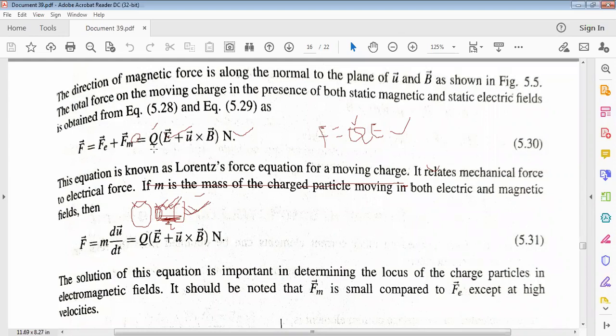Simply, I am taking that Q as a common term. This is the N, the newtons. Under this much force acts on it. So the above equation is called the Lorentz force equation for a moving charge. It relates the mechanical and electrical forces.